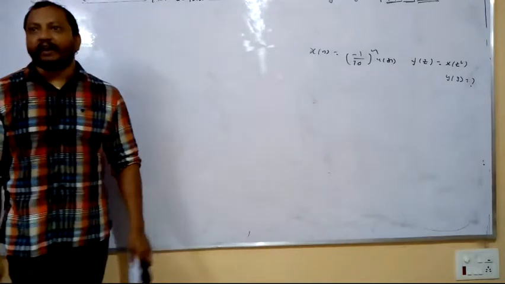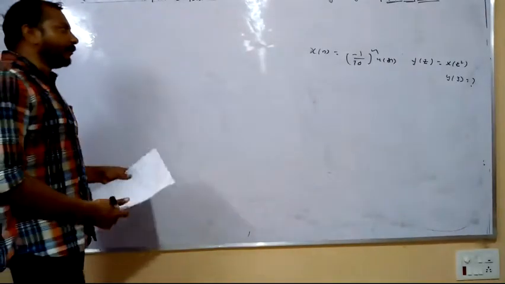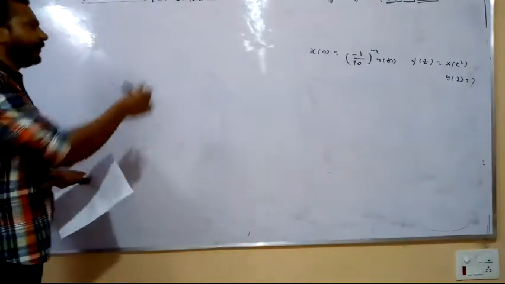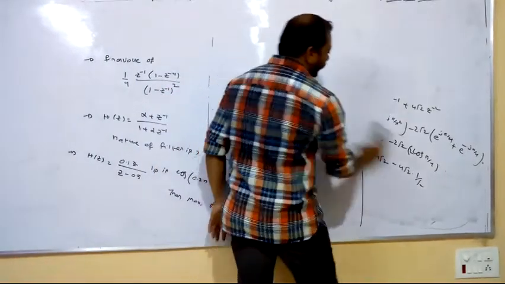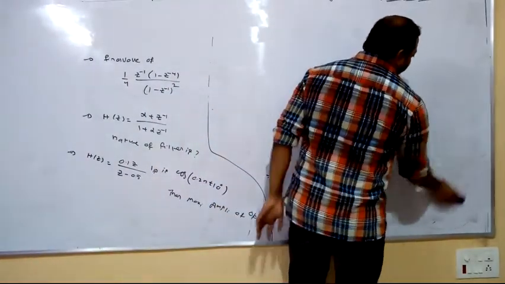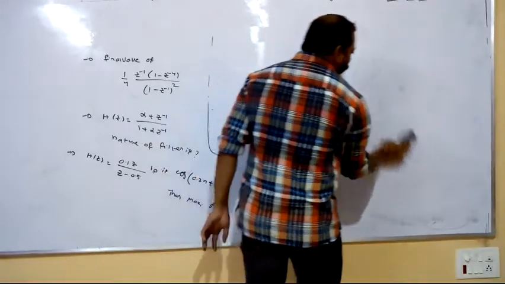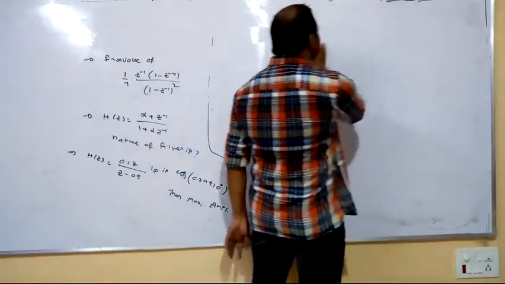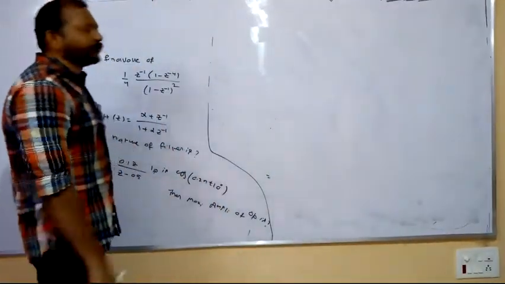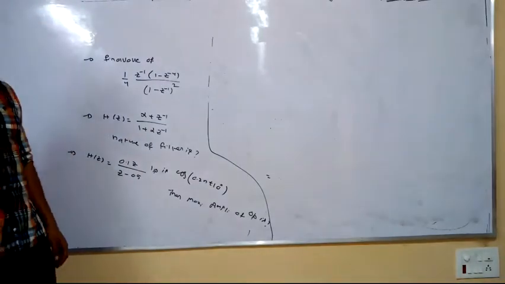x of n is equal to minus 1 by 10 whole to the power n. The corresponding y of z is equal to x of z square. Everything is correlated only, nothing is looping or anything. There is no magic at all. From a single starting point of view, I told you there are no formulas, only concept. Don't remember any formulas, only concept.